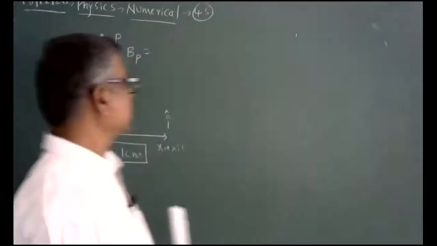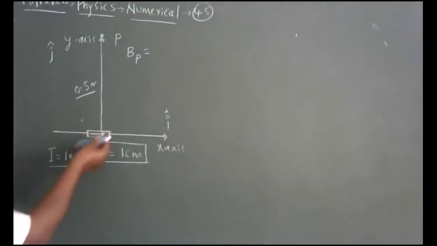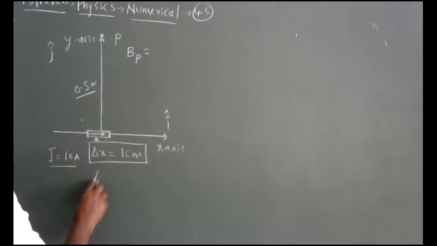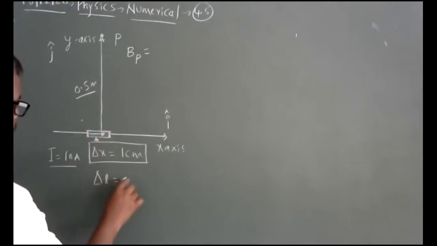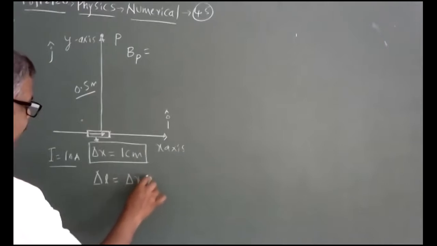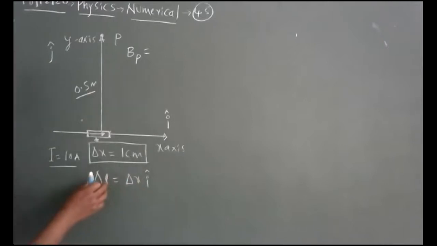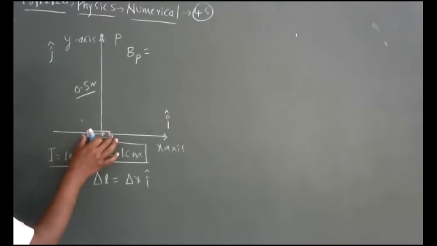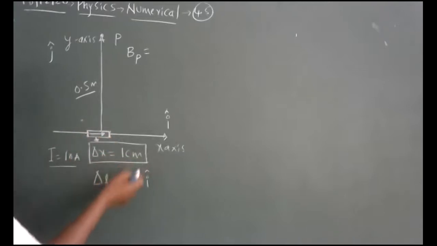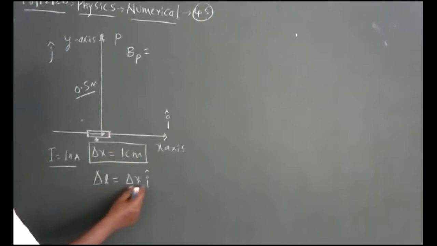Dear students, this is one of the simple examples. I have a small length, that length is delta L, which is written as delta x i vector. This delta L is part of a length which is carrying some current, that is 10 ampere current. Since it is along the x-axis, I can take it as delta L equal to delta x i vector.